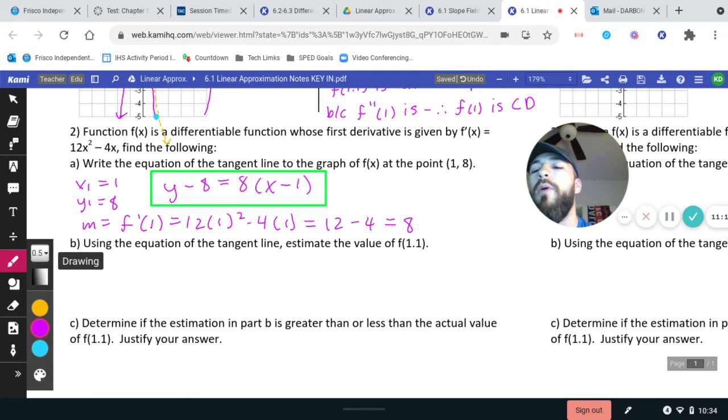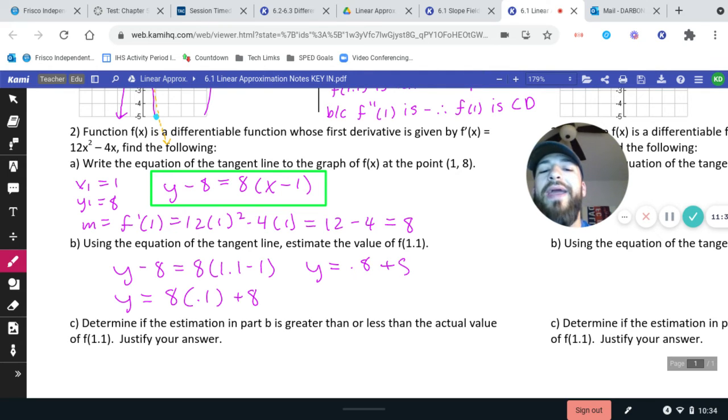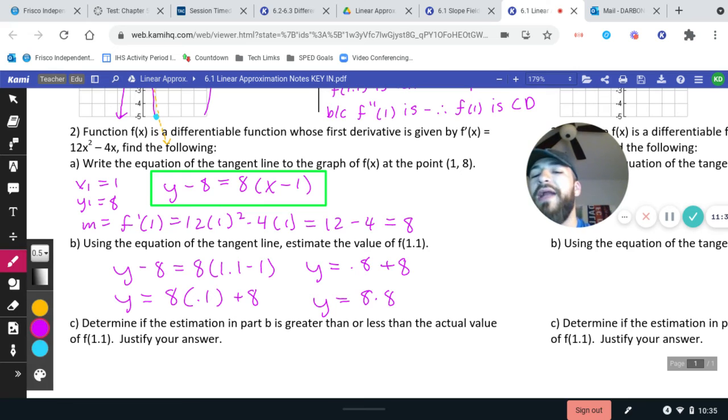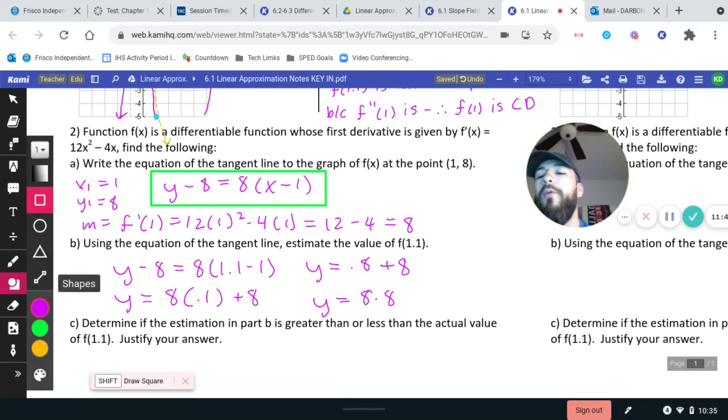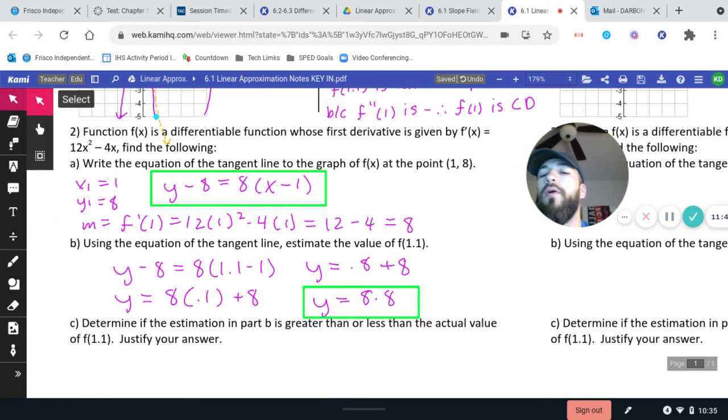Okay, second thing, using that equation of a tangent line, we're going to estimate f of 1.1. So I'm just going to plug 1.1 straight in. So y minus 8 is equal to 8 times 1.1 minus 1. So y is equal to 8 times 0.1 plus 8. So y is equal to 0.8 plus 8. So y is equal to 8.8. So that is my approximation. That is my value of f of 1.1. All right, 2 down, 1 to go.